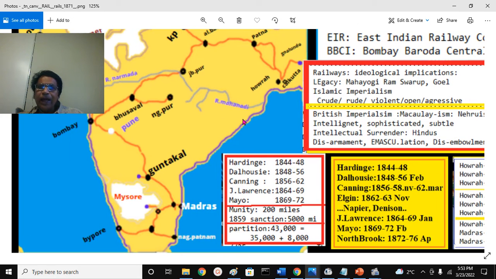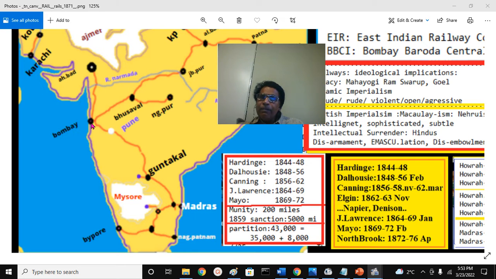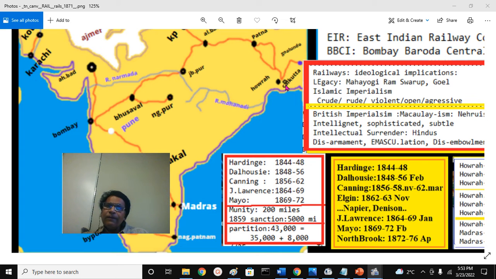So when Dalhousie demitted office around February 1856, almost 14 or 15 months before the Mutiny broke out, there was a primitive form of railway system from Madras to Arcot in the Madras Presidency, from Bombay to Thane in the Bombay Presidency, and from Howrah to Raniganj in the Bengal Presidency.